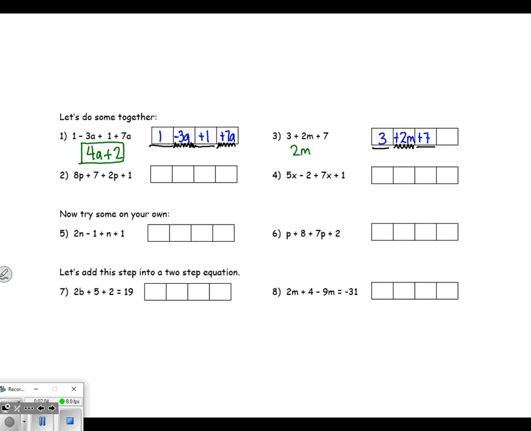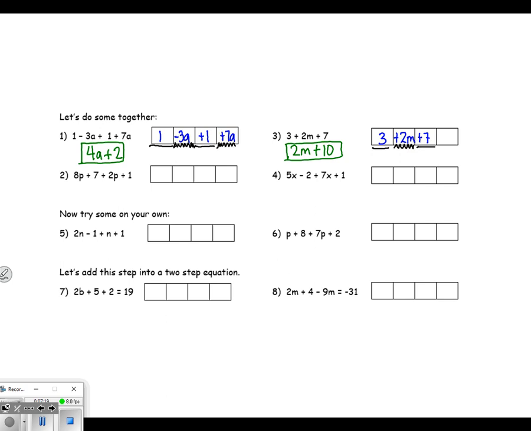So I just keep that. And then for my constants, I have 3 plus 7 gives me 10. And that's that simplified. Okay, next one.